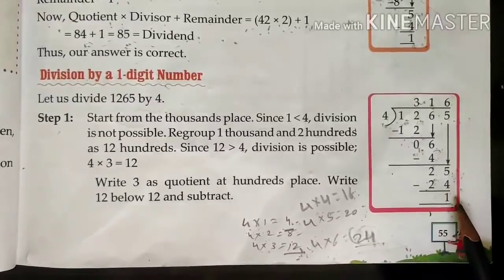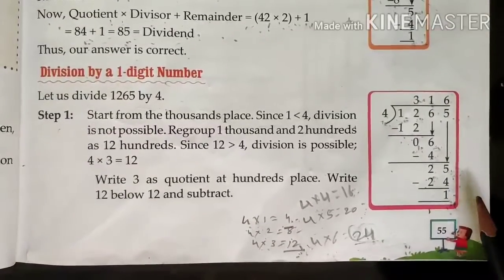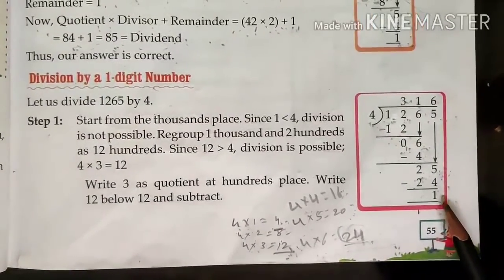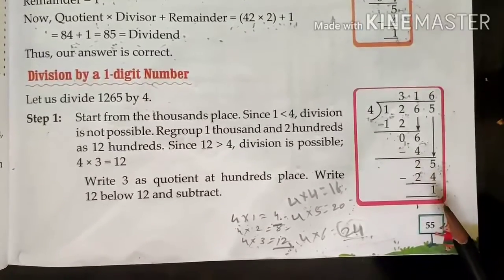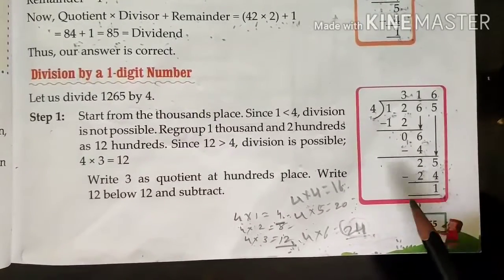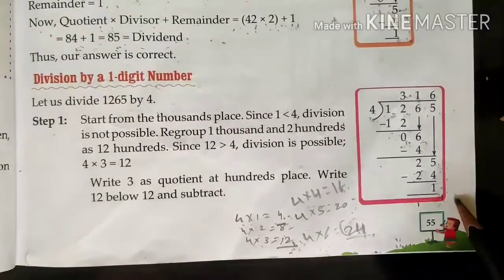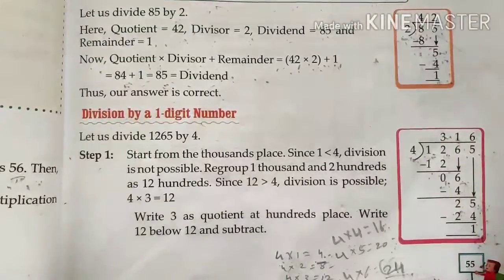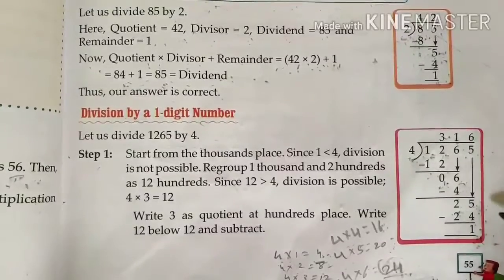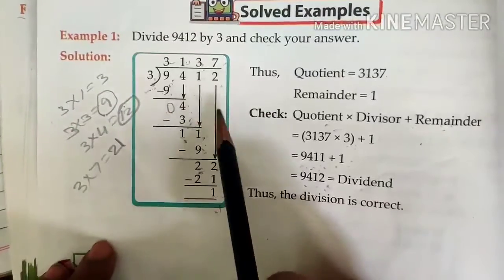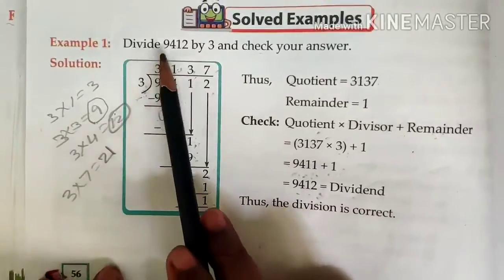Now we will stop our division, because we should always stop when we get a digit smaller than our divisor. Then we are going to stop our division also, and we don't have any number to bring down. Let us move forward to our next example.